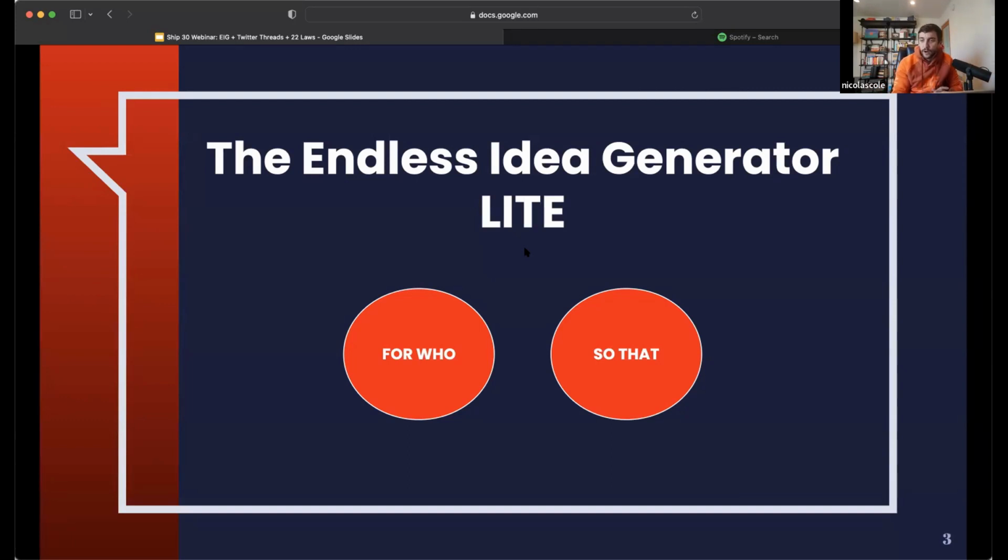But first, we want to give you a very introductory, light version of that. This is a super easy way of immediately coming up with ideas. And it's called the 4 who, so, that. So what this means is you can take any topic, anything you want to write about, and all you have to do is twist these 2 knobs. You twist the 4 who knob and you twist the so that knob. And all of a sudden you turn 1 idea into 10 ideas, into 100 ideas, into 1,000 ideas. It happens very exponentially. So let's show you how this works.